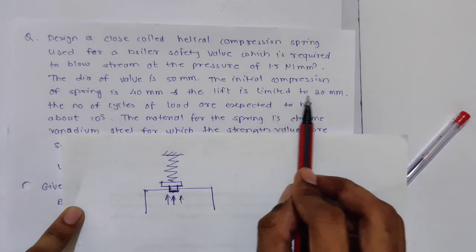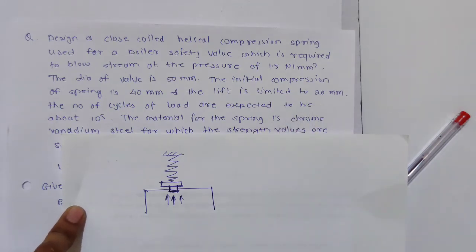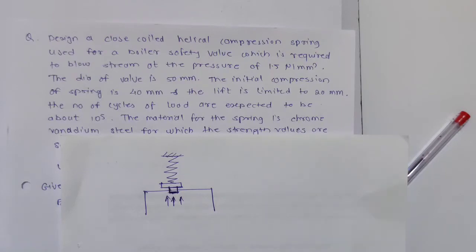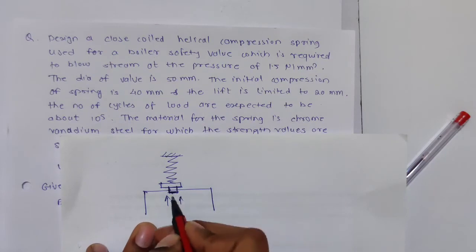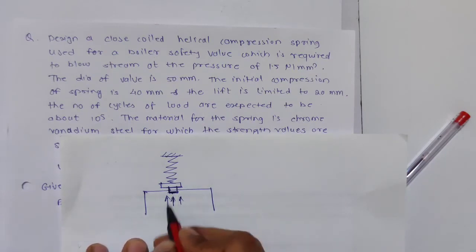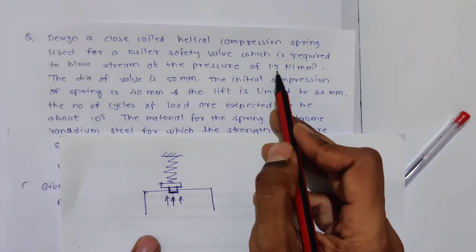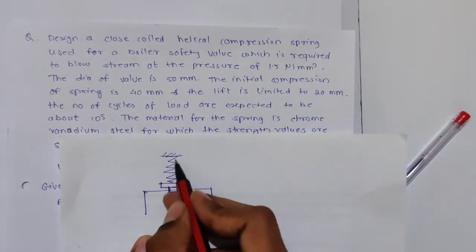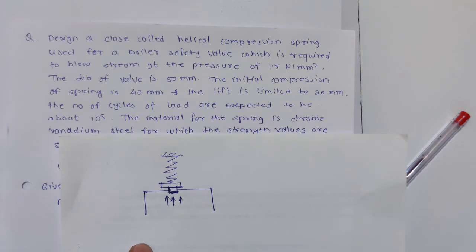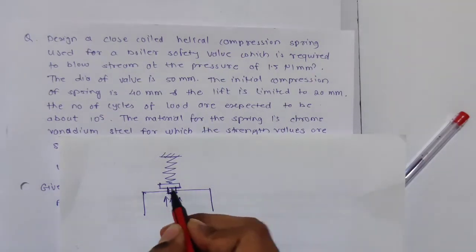and the lift is limited to 20 mm. So what is the meaning of this initial compression of spring and lift is limited to 20 mm? Okay, so now in this condition, when this steam is accumulating over here and it is not up to 1.5 mark, that condition, this spring is in compressed state, means it is already applying some force over here.